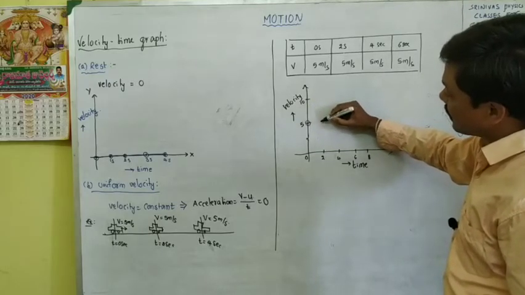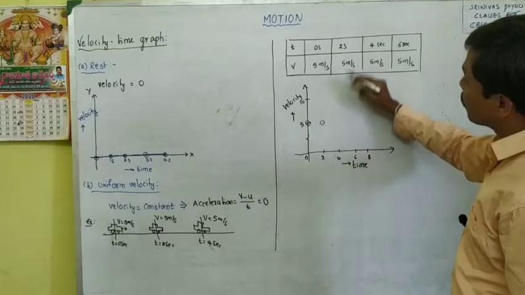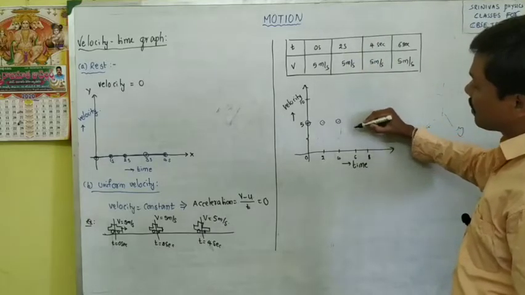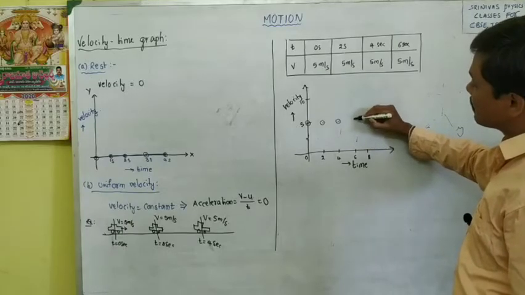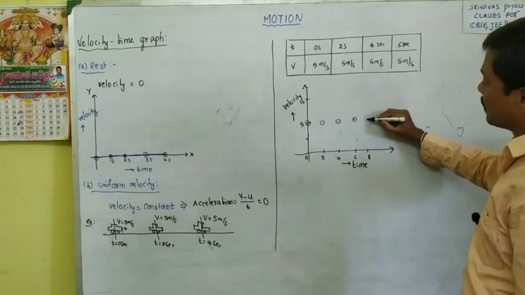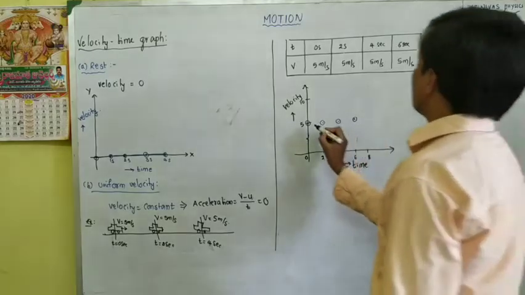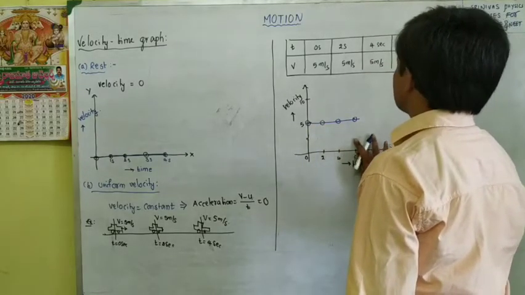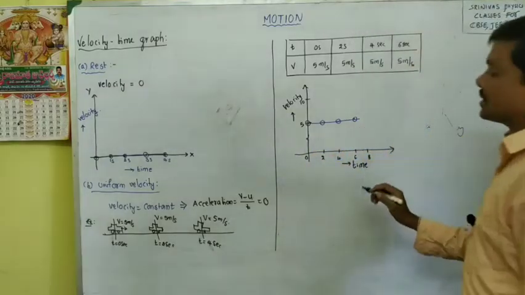Velocity is 5. Here it will be there, right? And at 4 seconds, the time is 4, but the velocity is 5 meter per second. Time is 6, velocity is 5 meter per second, right? Time is 8 seconds, velocity is like this. Now we got a straight line when you join all these points. What you got here? We got a straight line, right?